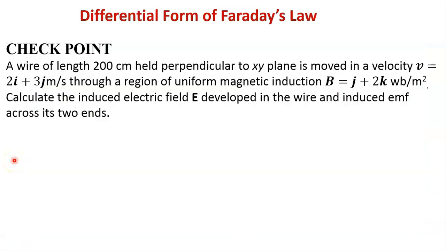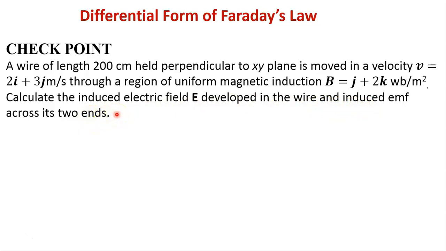Now friends, we shall go through a checkpoint, that is a numerical, to make our learning complete. A wire of length 200 cm held perpendicular to the xy plane is moved with velocity v bar equal to 2 i cap plus 3 j cap meters per second through a region of uniform magnetic induction B bar equal to j cap plus twice k cap Weber per meter square. Calculate the induced electric field developed in the wire and the induced EMF across two ends.